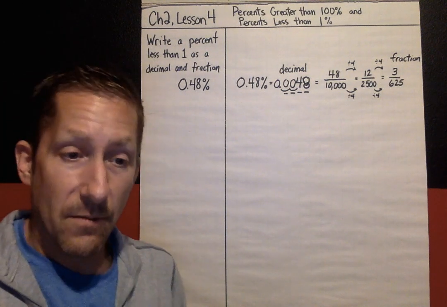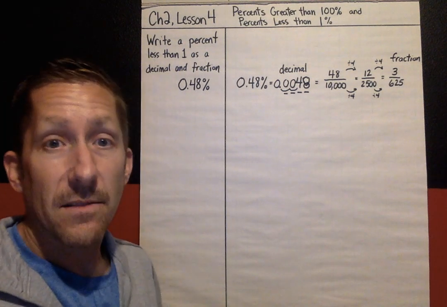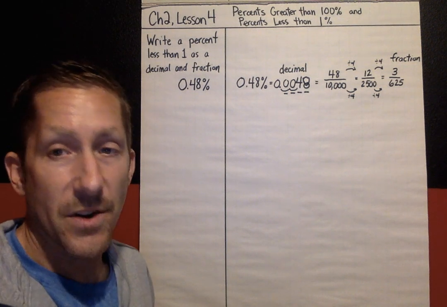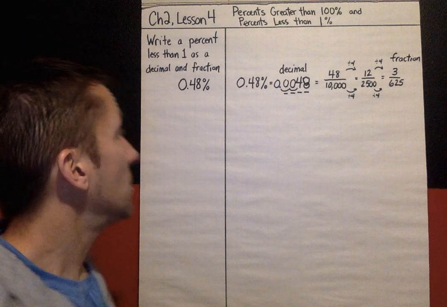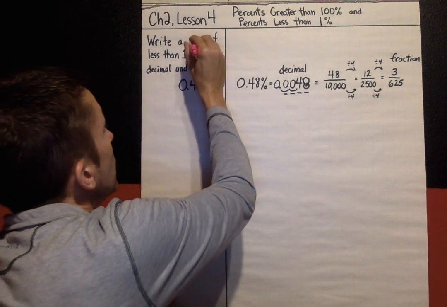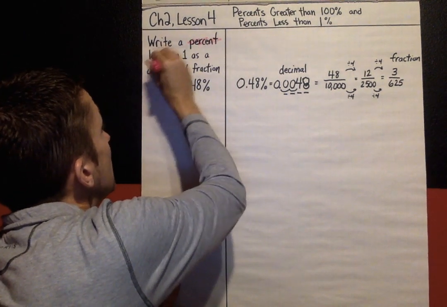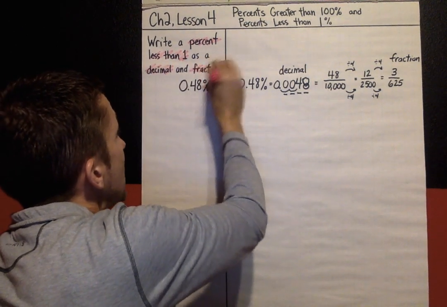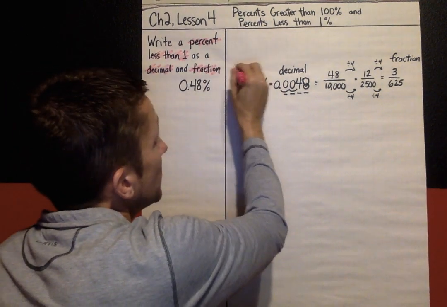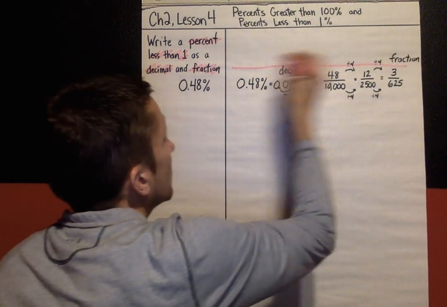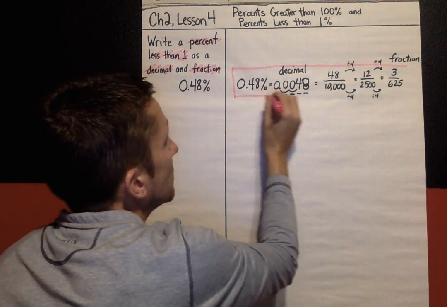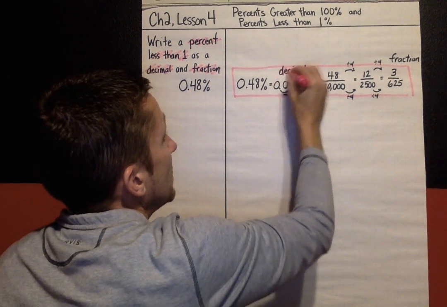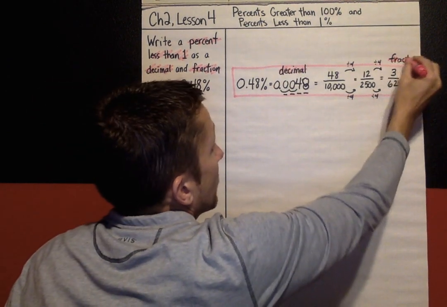So on today's practice, read very carefully what the directions say. What are you starting with and what are you wanting to change it into? So if you have a percent less than 1, and you're changing it into a decimal and a fraction, this is what your work should look like. And you've got decimal and fraction.